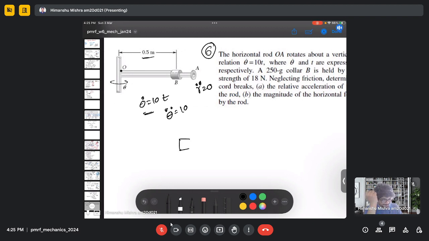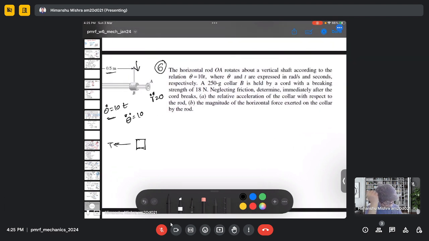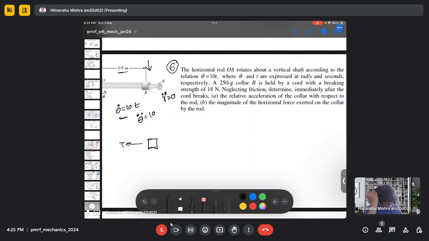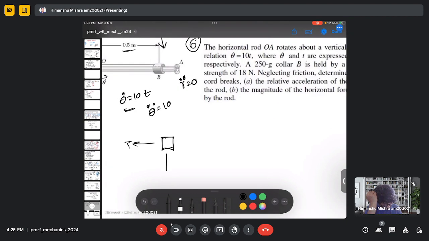And if you look from this top view, we have this collar and there is a tension force here and there is a transverse force F theta. So this is my theta direction and this is my r direction. And here I have the inertial force which is acting in this direction.